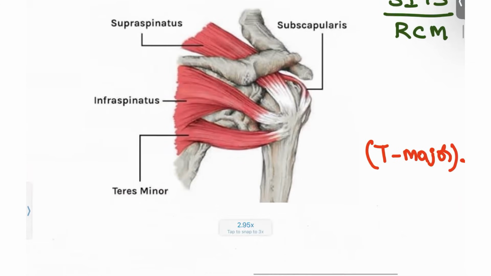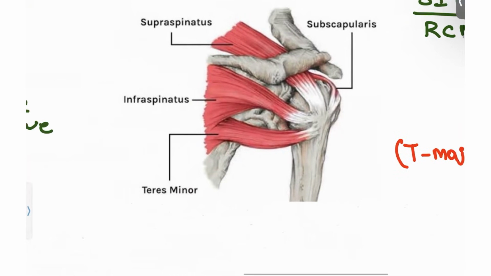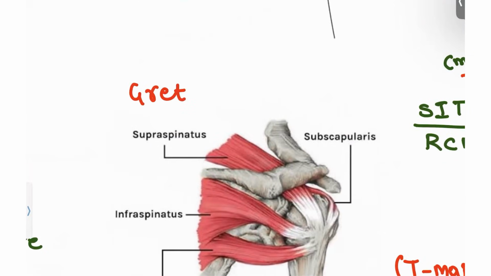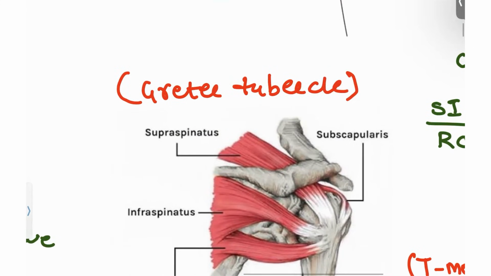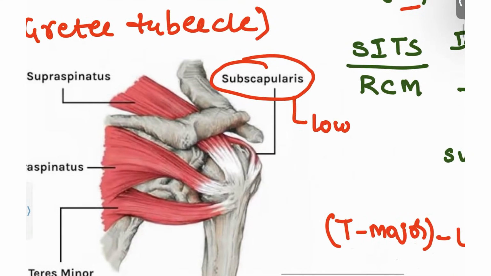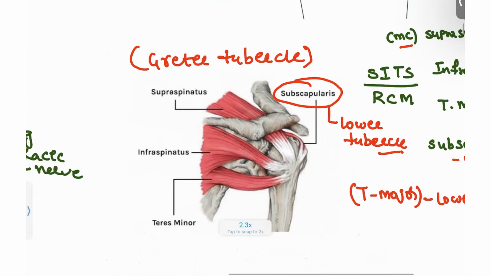Next, another question also asked in this topic is where these muscles are inserted. All these muscles are inserted on the greater tubercle, except the subscapularis. The subscapularis is on the lesser tubercle. That's it: all these muscles are at the greater tubercle, but only the subscapularis will be on the lesser tubercle.